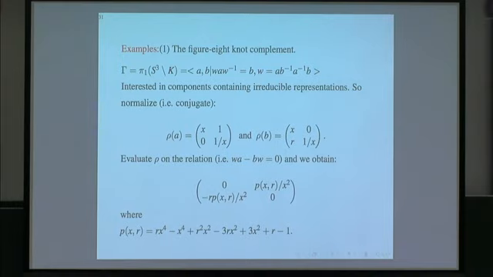That's just an elementary conjugation. You evaluate the representation on the relation, and just for mathematical reasons, WA minus BW is easier to deal with. And you get this. So you get this polynomial in these two variables.